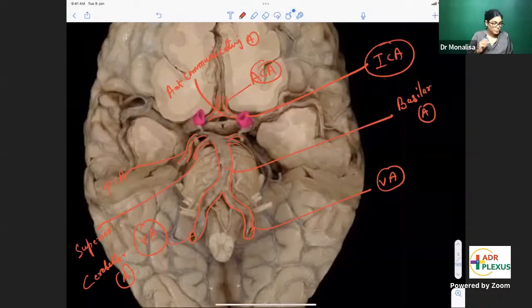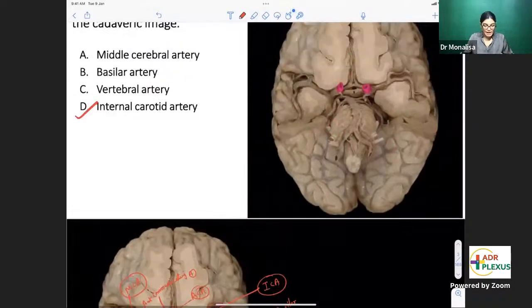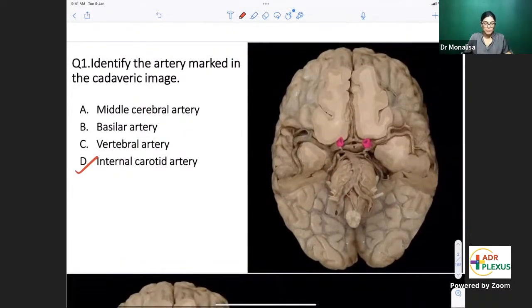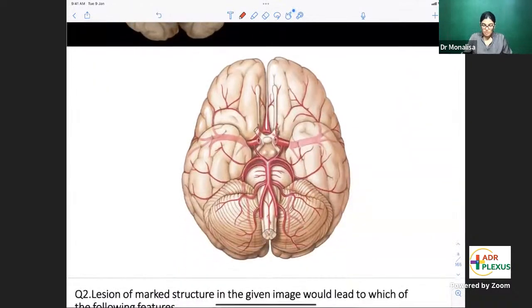A few of the students have given the answer as the middle cerebral artery, so I would like to highlight it. Can you see the artery which I am highlighting here? This is the artery which goes towards the lateral sulcus. This artery is the MCA, the middle cerebral artery. Please note that the middle cerebral artery does not take part in the formation of the circle of Willis. So definitely the correct answer is the internal carotid artery. You can practice this.